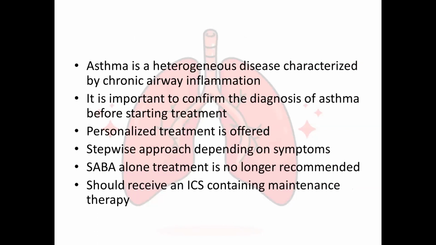So to conclude, asthma is a heterogeneous disease characterized by chronic airway inflammation. It is important to confirm the diagnosis of asthma before starting treatment, and always personalized treatment is offered, and stepwise management is advised by GINA depending upon the symptom severity and frequency. And never give SABA alone. That is, short-acting beta-2 agonist like salbutamol alone treatment is no longer recommended by the GINA guideline. And all adults and adolescents with asthma should receive an inhaled corticosteroid containing maintenance therapy.